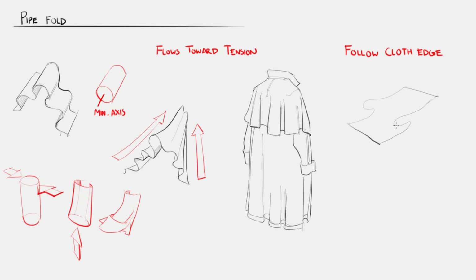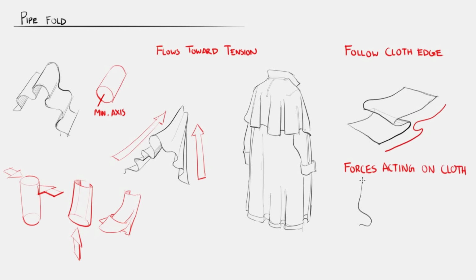I've found that a useful strategy for drawing cloth is to follow its silhouette edge and then connect back towards its tension point. And here once again I'm demonstrating how the forces are going to act on cloth. You see as those folds get closer to the floor, those cylindrical forms flatten out.